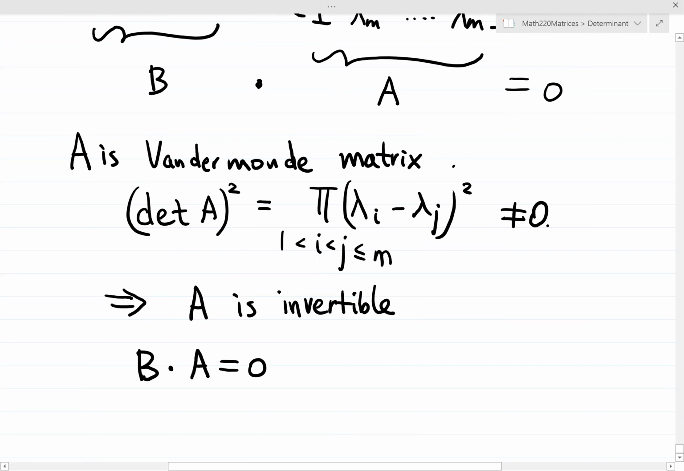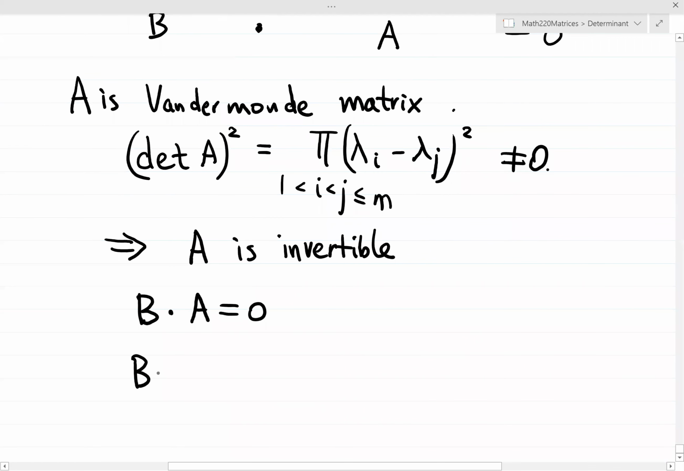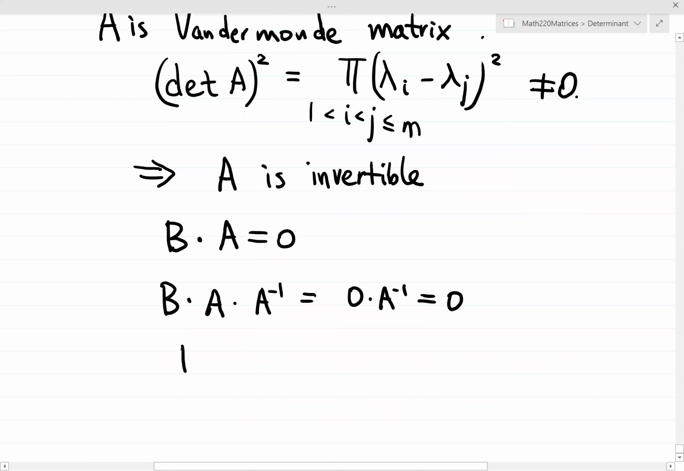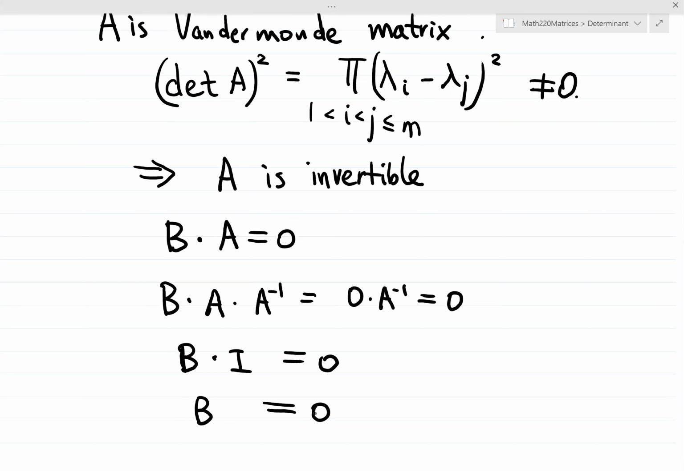Now if you multiply by A inverse, this is 0 times A inverse, which is 0. Now A times A inverse is the identity. So B times the identity is 0, and B times the identity is B. This tells us B is the 0 matrix.